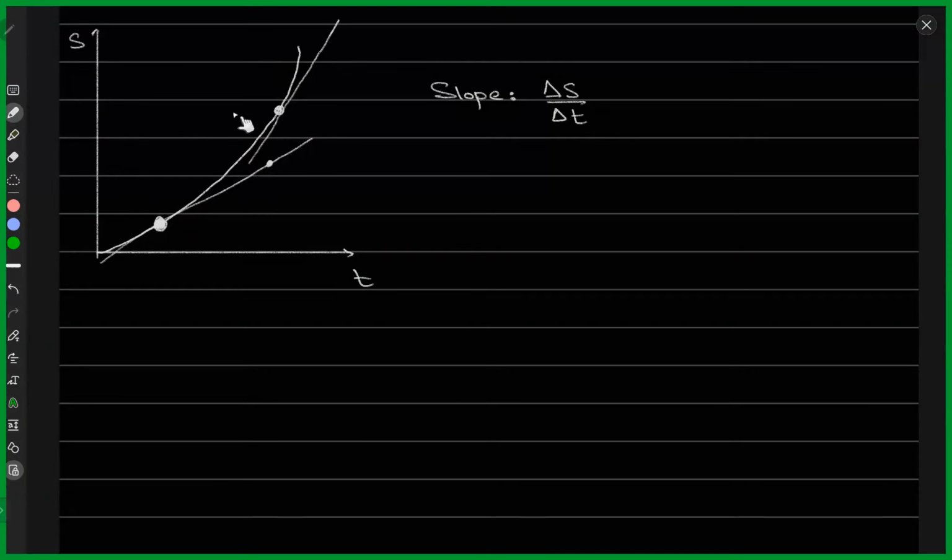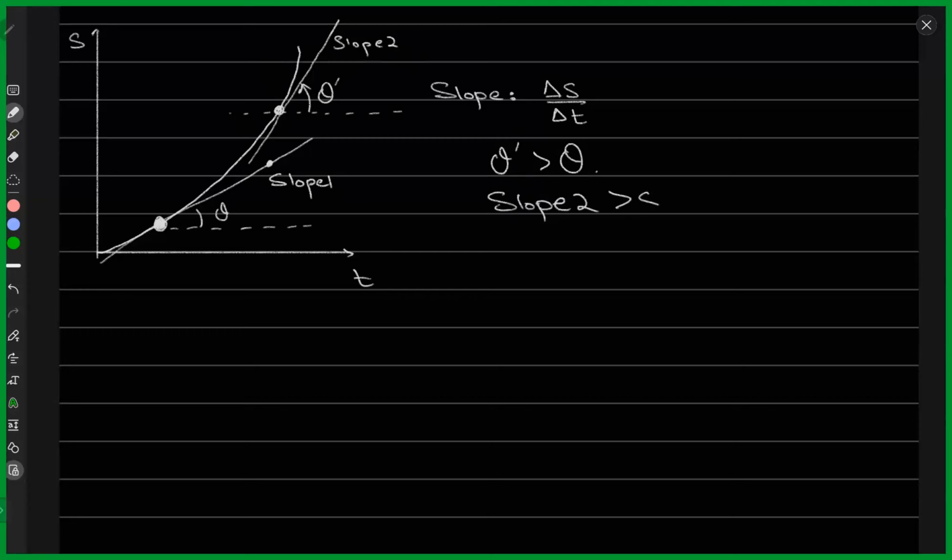If I draw this reference line as a dotted line like this, and then for this, clearly I can see that this angle is smaller compared to this angle, right? Suppose this is some theta prime and this is theta, then I can see that theta prime is greater than theta, which means that let's call this slope 2 and call this slope 1. Then clearly slope 2 is greater than slope 1.